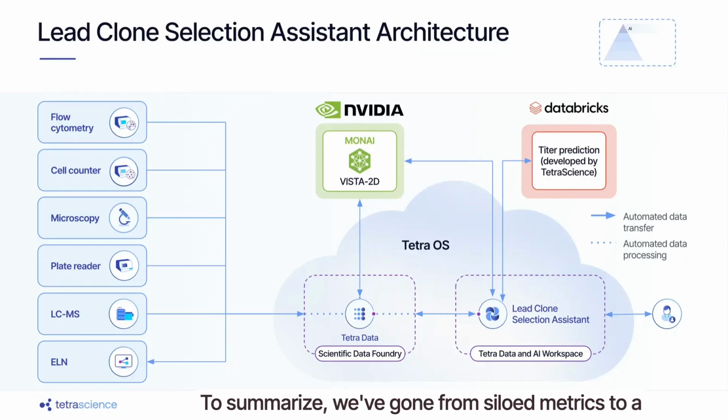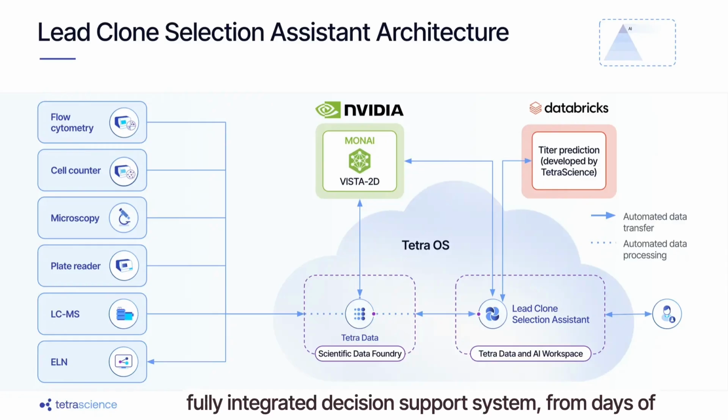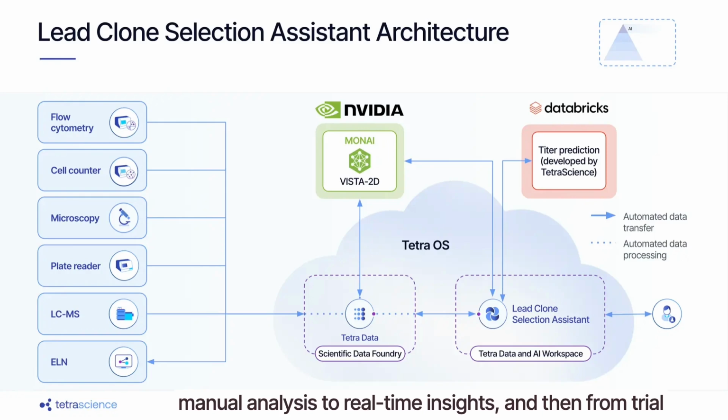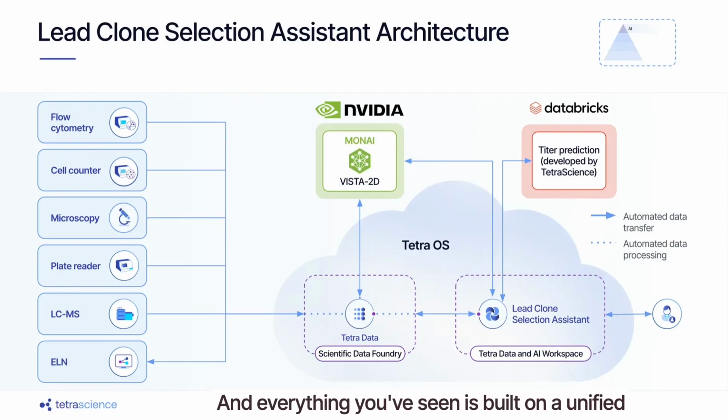To summarize, we've gone from siloed metrics to a fully integrated decision support system, from days of manual analysis to real-time insights, and from trial and error to predictive, multidimensional clone selection. Everything you've seen is built on a unified data foundation that brings together data from all of the varied sources on the left of this graphic. This powers the lead clone selection assistant, the Vista 2D model, as well as the titer prediction model that we have hosted in Databricks.